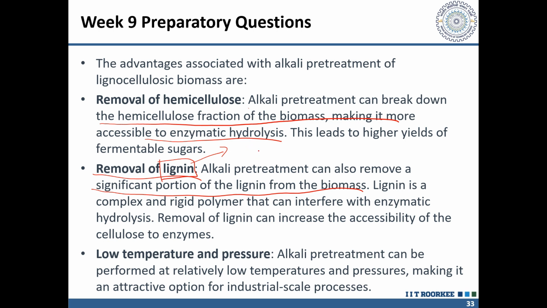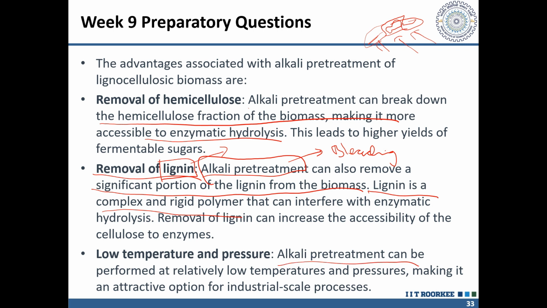Therefore, sometimes if the lignin content is higher, after this chemical alkali treatment, we also do bleaching just to remove all of the lignin if the biomass is very rich in lignin. Otherwise, alkali pretreatment is sufficient for the removal of lignin from the biomass. Lignin is a complex polymer and it interferes with the cellulose. The cellulose fibers will be protected by the lignin, so the enzyme cannot attack them. In order to free the cellulose from the lignin, we do alkali pretreatment.